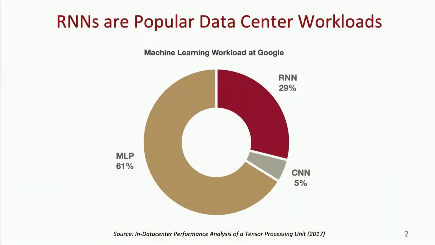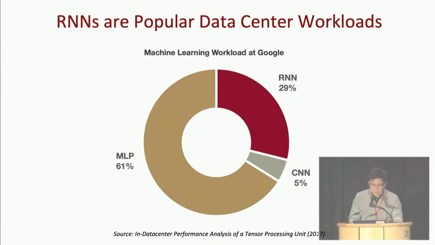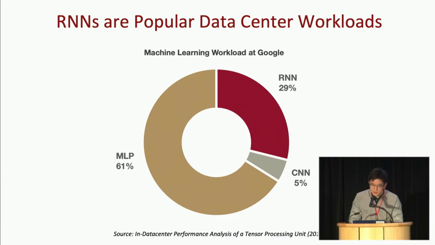First, RNNs are popular data center workloads. According to the numbers shown by Google, in the year of 2017, about 29% of the in-data center machine learning workload are RNNs.